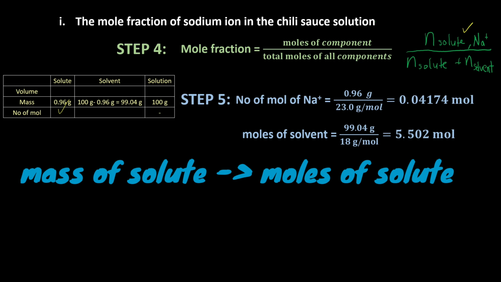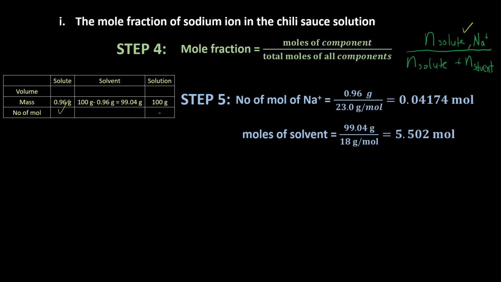So how to find moles of solute? We just need to use mass of solute, 0.96 gram, divided by the molar mass of sodium ion, 23 gram per mole, to give us moles of solute.